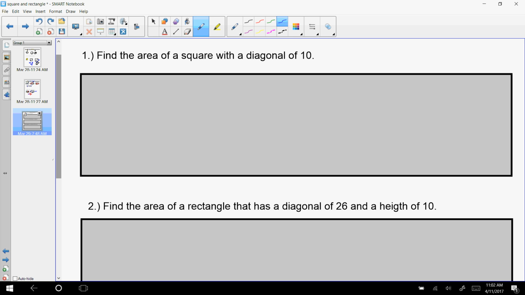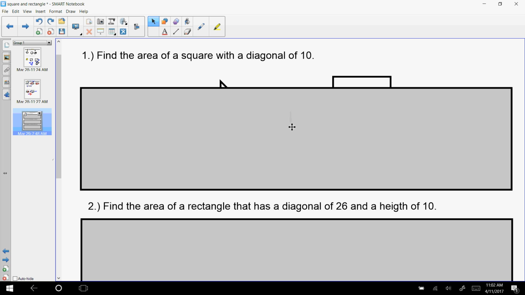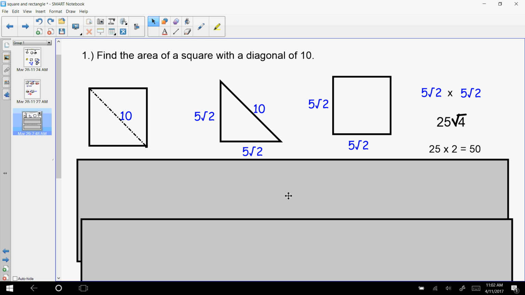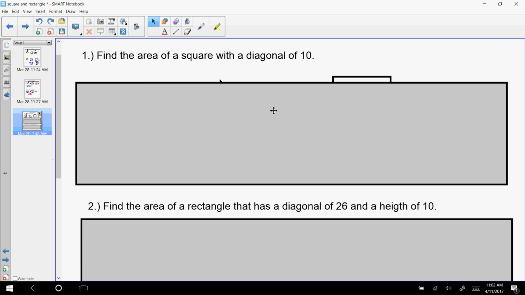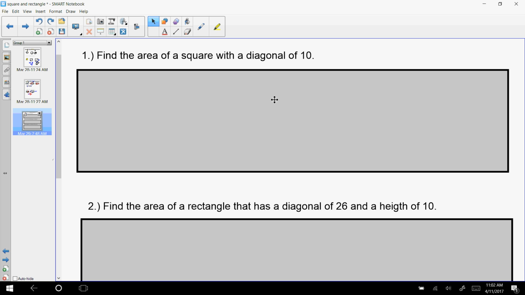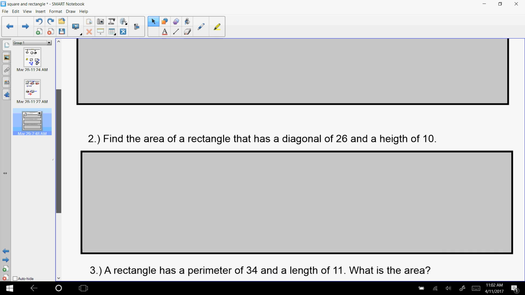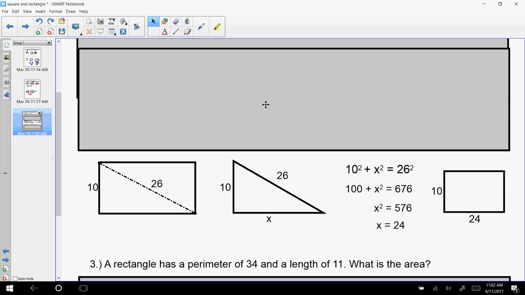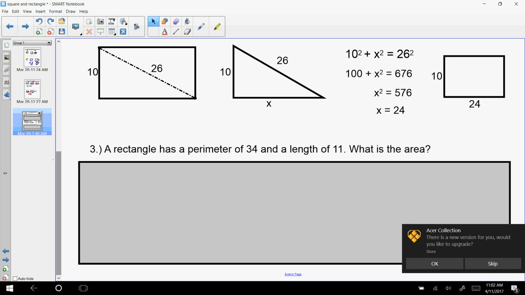All right, so here are the answers. Find the area of a square with a diagonal of 10. So that's what I got. I did the same exact thing I did with the square before. Find the area of a rectangle that has a diagonal of 26 and a height of 10. Do the Pythagorean theorem on this one because I didn't recognize it as a perfect, well, it is a 5, 12, 13, but if you didn't see that, you just do the Pythagorean theorem and you multiply 10 times 24. All right, here's the other one. Pause it. Try it.